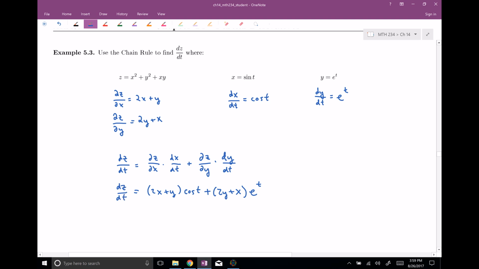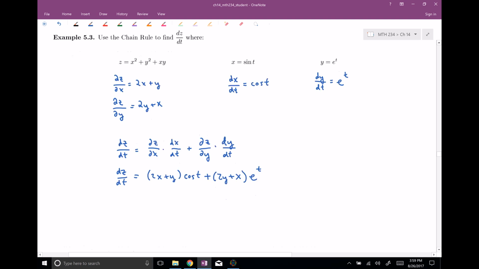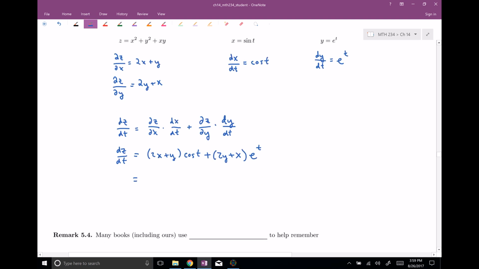Now, one small subtlety here is that quite often, when you're finding this derivative, we would like to have it in terms of t only. So this has x's and y's in it, but since it's a derivative with respect to t, we should be able to get it down to just t's. So everywhere I see an x, I'm going to substitute in sine t, and everywhere I see a y, I'm going to substitute in e to the t. That way I can simplify this down and it'll just be in terms of t's.